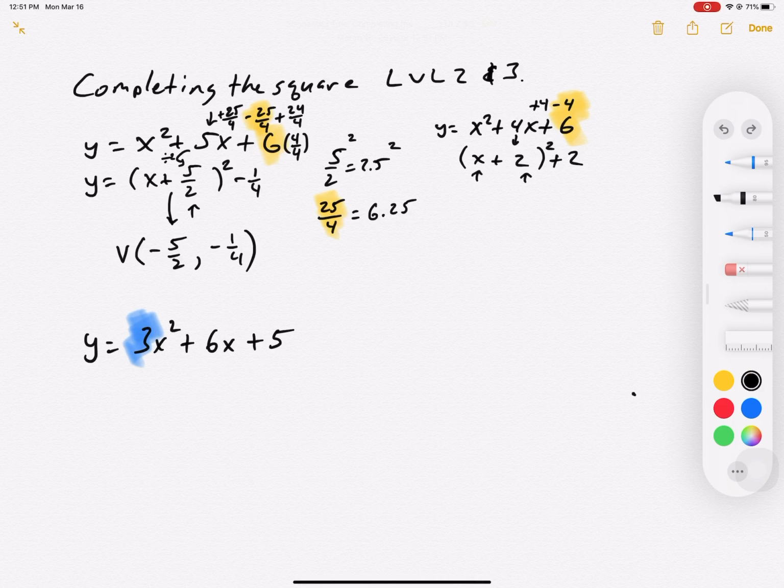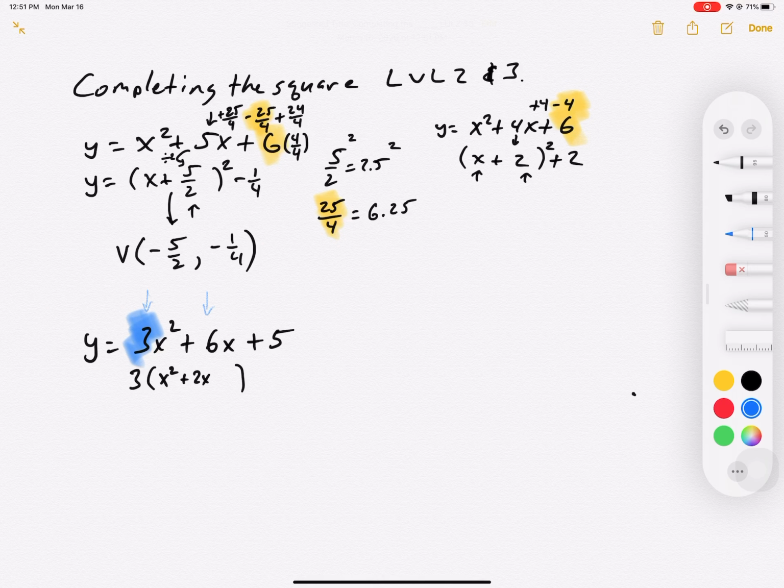And so we're going to go ahead and take out that 3 by factoring it out. We factor out a common 3 from the front and the back value. So 3 divided by 3 is 1x squared, and 6 divided by 3 is 2x.